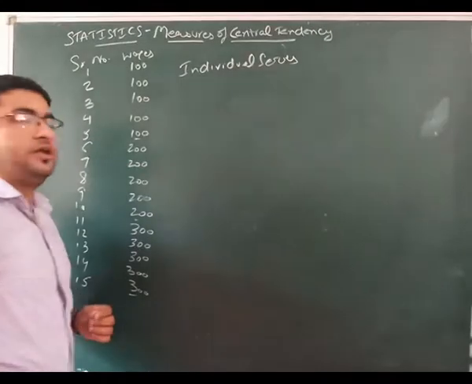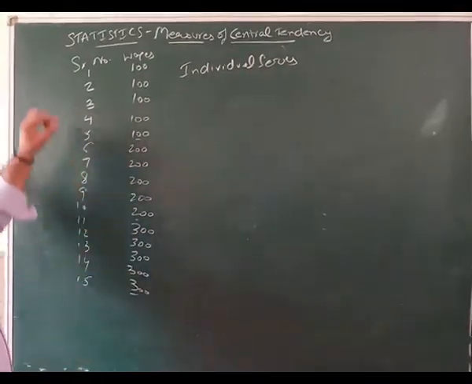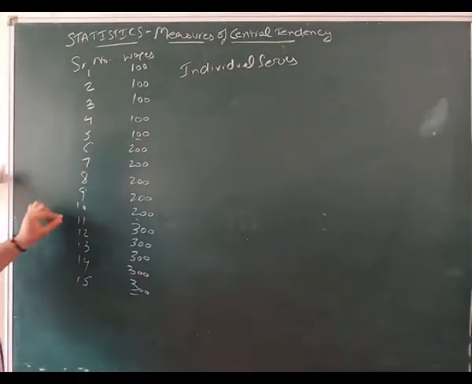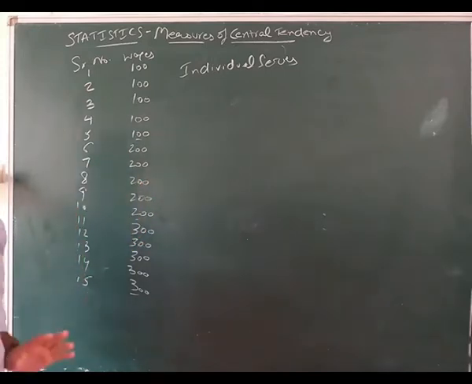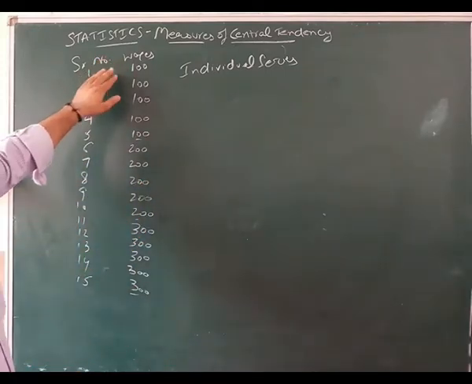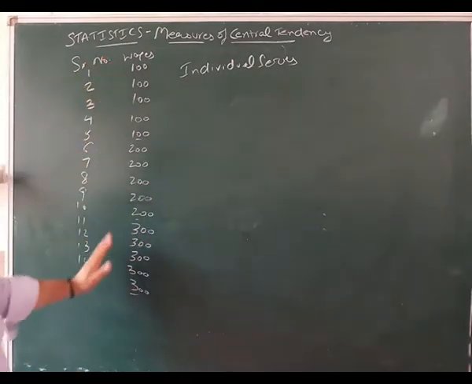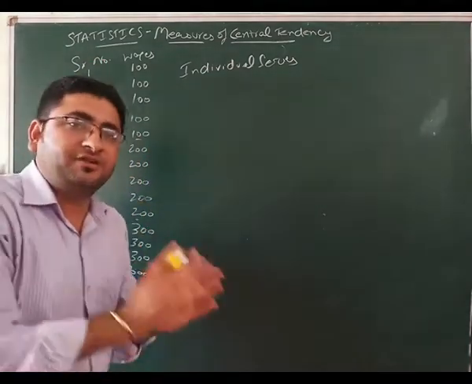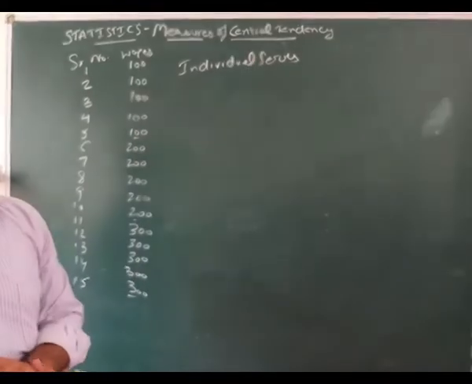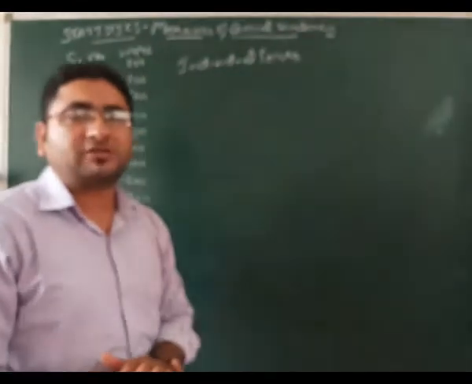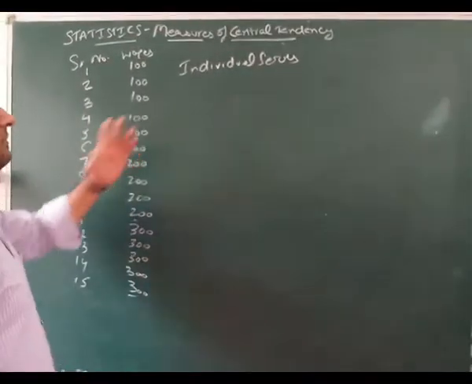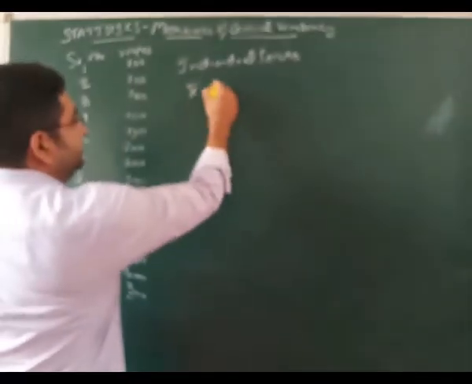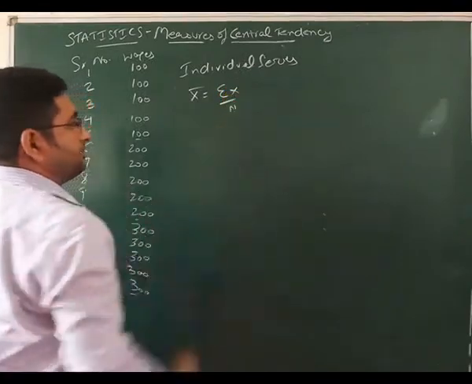This is called individual series when each item of the series is being recorded. It means the value of each, the wages of each worker, is being recorded individually. So that is called individual series. What do we call this? Individual series. Now in individual series we have the formula summation x upon n.